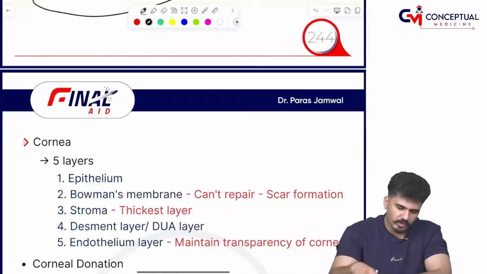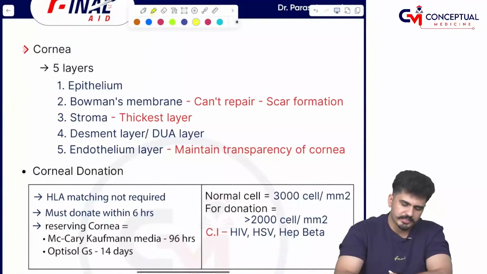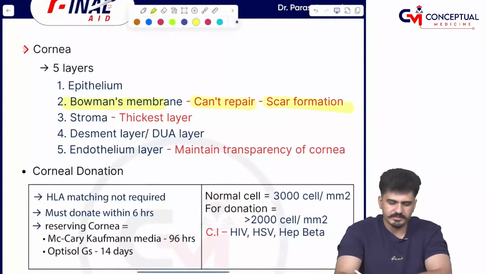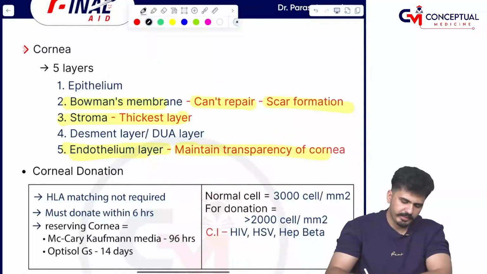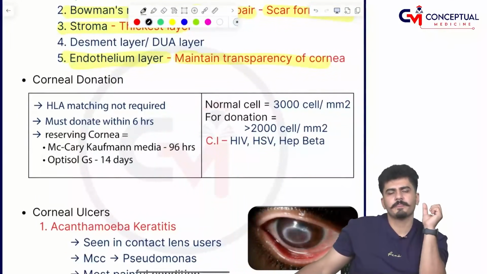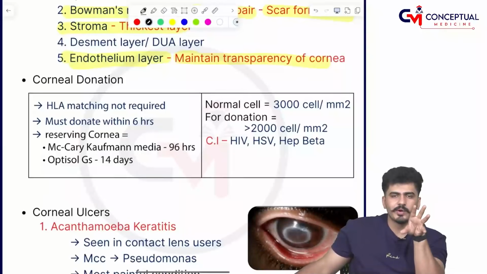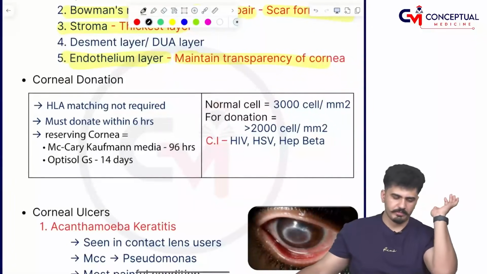Coming to the next one, the cornea. Cornea is having 5 layers. In this, the important one is Bowman's layer, which can't repair itself, scar formation. Stroma is for the thickness, and endothelium layer is for the maintenance of the transparency. Okay? Maintenance of the transparency. Now, question comes about corneal donation. Corneal donation, what it requires, what is a favorable condition to donate a cornea, how to save it so that further it can be used.